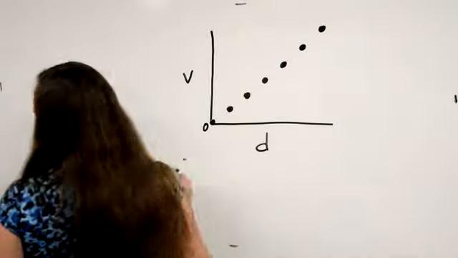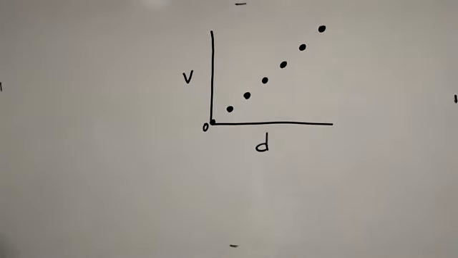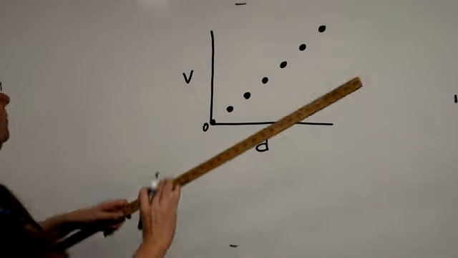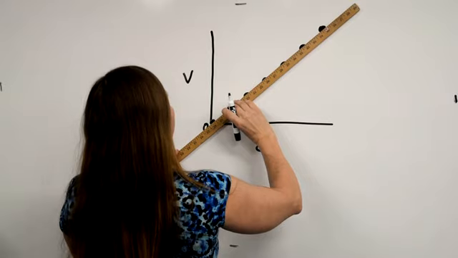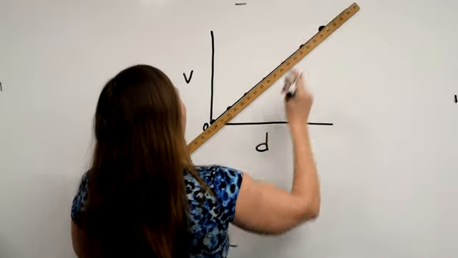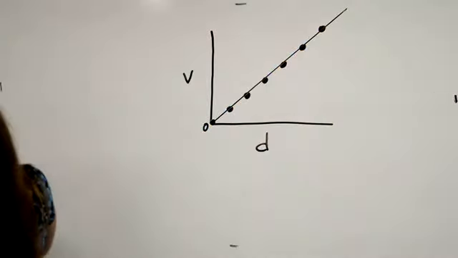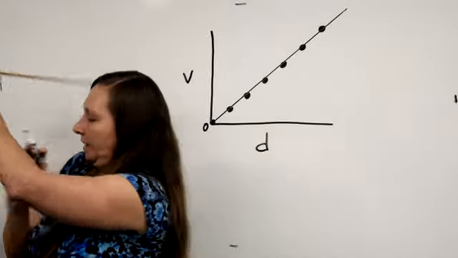So what you end up with is a nice straight line. That should be perfectly straight. That's what a graph of a direct relationship looks like.